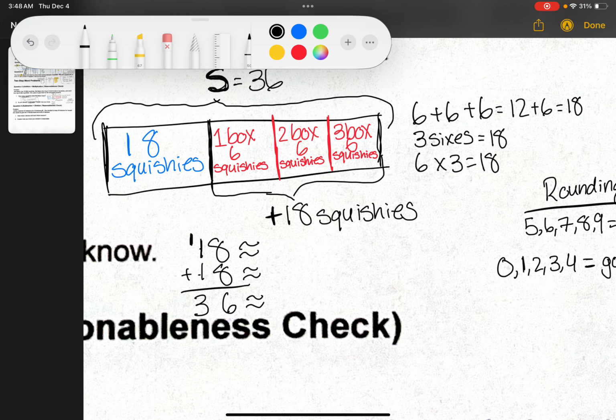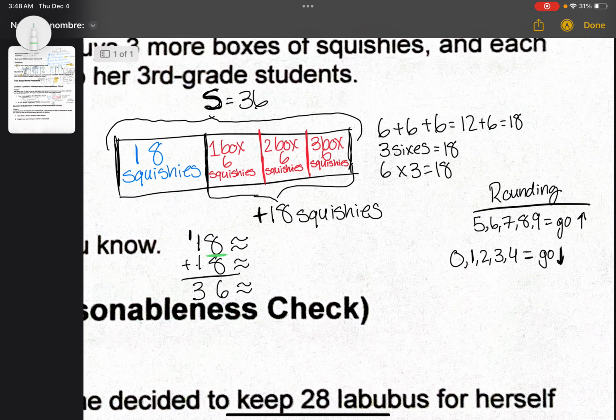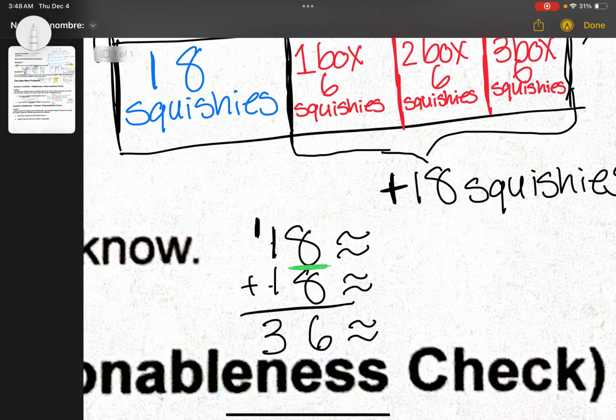Now, let's round. Now, we have 18. You have the 8 in the ones place. Now, for 8, are we going up or are we going down? Let's see. 0, 1, 2, 3, and 4 means I'm going down. But I don't see 8. So we're not going down. But I see 5, 6, 7. I found 8. So we're going up. So what we're going to do is go up to the nearest tens.